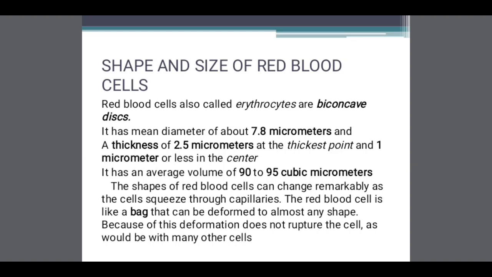As many of us are preparing for exams, it's very important that we note these figures. The shapes of red blood cells can change remarkably as the cells squeeze through capillaries. The red blood cell is like a bag that can be deformed to almost any shape. Because of this, deformation does not rupture the cell, as would be the case with many other cells. So we see that the red blood cell has a unique ability to squeeze through capillaries, and as such, it doesn't become ruptured easily like other cells. So that's a very important characteristic of the red blood cell.